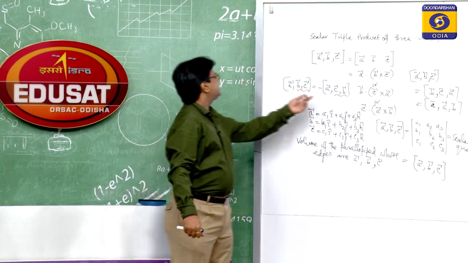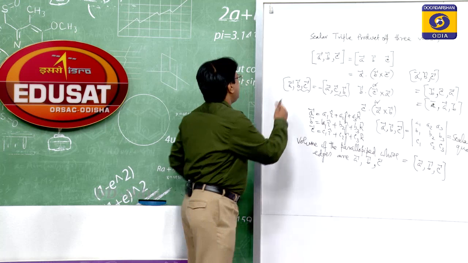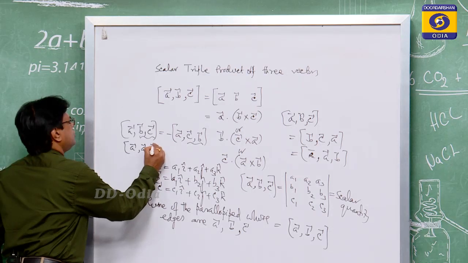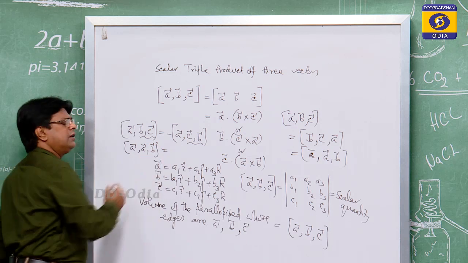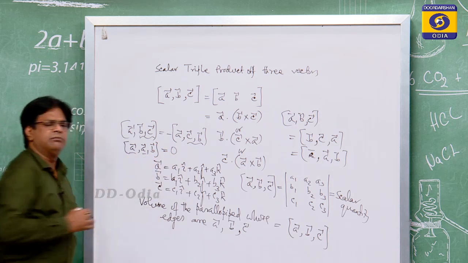Then the value of the scalar triple product is 0 if two of its vectors are the same. If two vectors are the same, suppose A, A, B, and you want to find the scalar triple product, that is equal to 0, because these two vectors are the same.